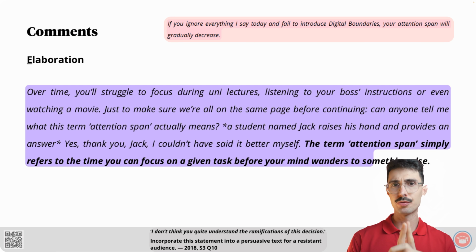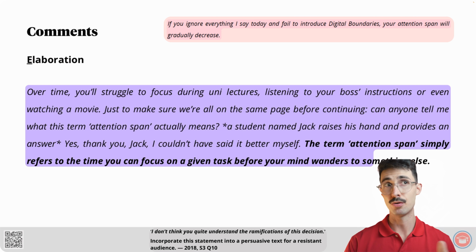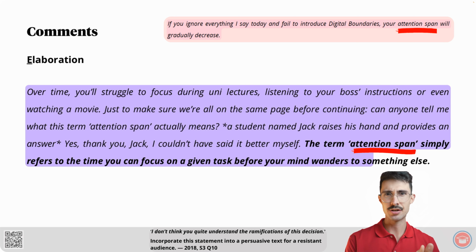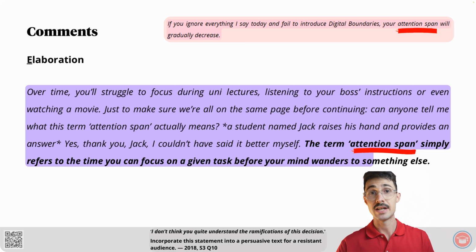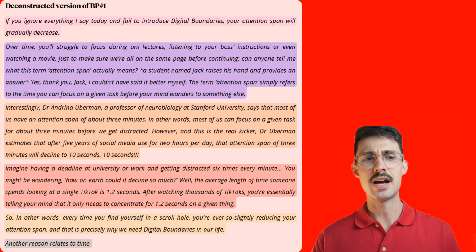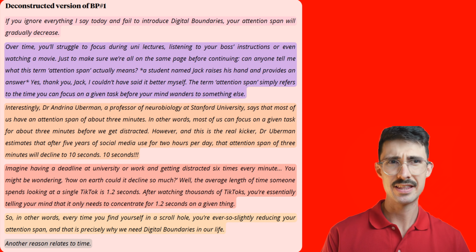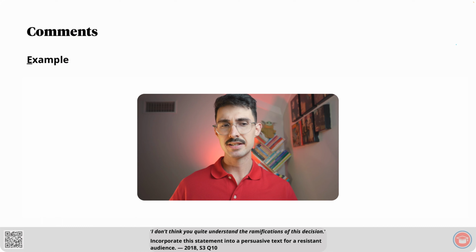Recall the reason 1 that I outline in my topic sentence says that the audience should establish digital boundaries or they will experience a reduced attention span. This final sentence of my elaboration defines what an attention span actually is. It elaborates on a key term mentioned in the topic sentence. If the audience didn't know what the term attention span really meant, this entire body paragraph would fall flat because the audience doesn't know what a key thing relating to it means. So that is the elaboration.